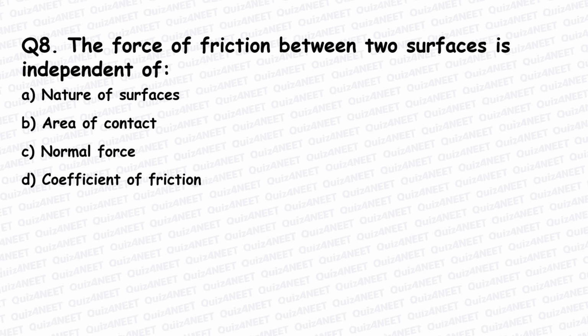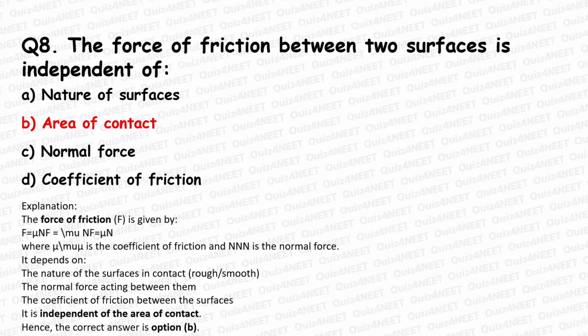Q8. The force of friction between two surfaces is independent of: A, nature of surfaces; B, area of contact; C, normal force; D, coefficient of friction. Answer: area of contact. Explanation: The force of friction F is given by F = μN, where μ is the coefficient of friction and N is the normal force. It depends on the nature of the surfaces in contact (rough, smooth), the normal force acting between them, and the coefficient of friction between the surfaces. It is independent of the area of contact. Hence, the correct answer is option B.